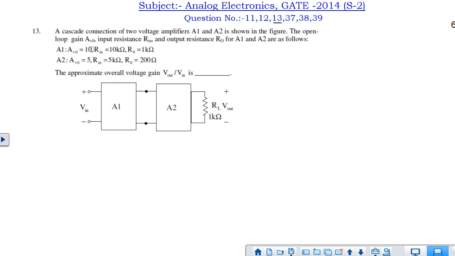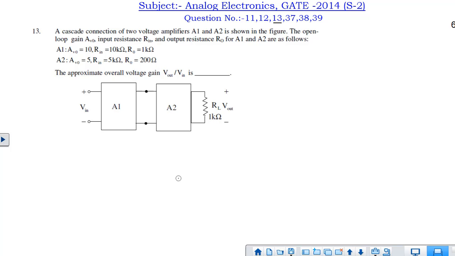Next question is question number 13. In this question, two amplifiers are cascaded. We have to find out what is the overall voltage gain of this configuration, and their parameters are given here. We have to find out what is the overall voltage gain.